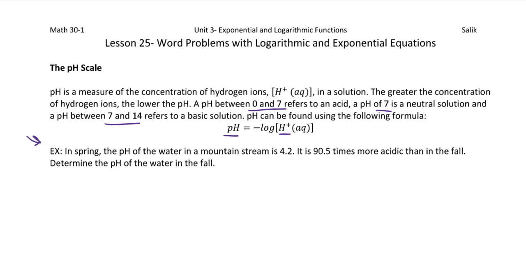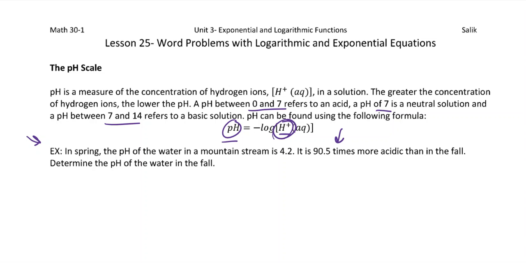It says, in spring, the pH of water in a mountain stream is 4.2, right? So that's this, the pH is that. It's 90.5 times more acidic than in the fall. What that's referring to is 90.5 times more hydrogen ions. Maybe this question wasn't worded the best because more acidic might not be as implied as you think. You might be thinking that means pH. But more acidic, you're thinking, okay, it has that many times more hydrogen ions in that solution, right? Now it says determine the pH of the water in the fall.